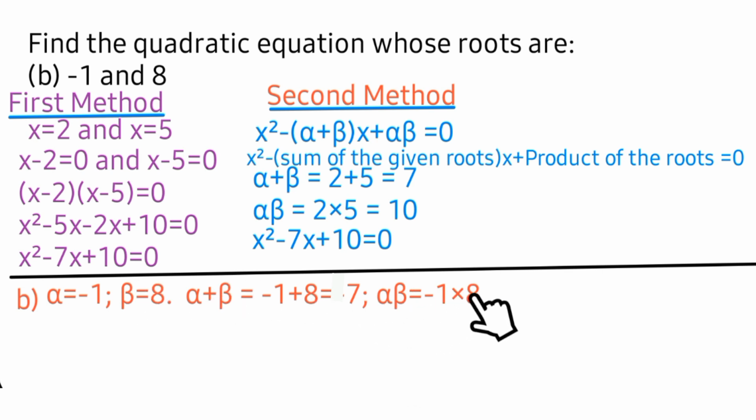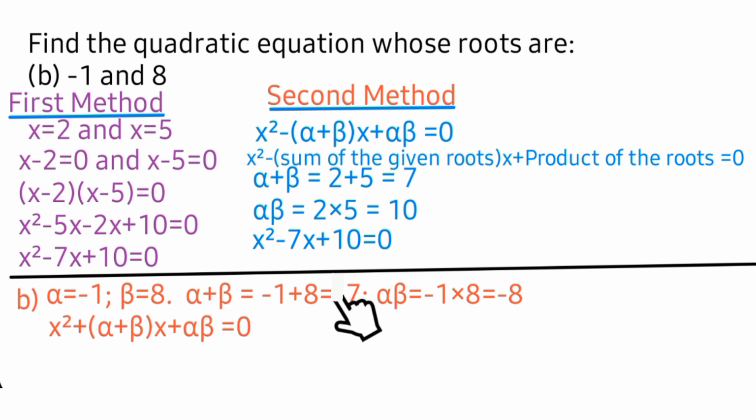-1 multiplied by 8 is -8. Substituting each of these values into our equation, we have x squared, sum of roots, that is alpha plus beta, will get 7, then x, alpha beta value will get -8 equals 0. So x squared minus 7x minus 8 equals 0 is the quadratic equation whose roots are -1 and 8.